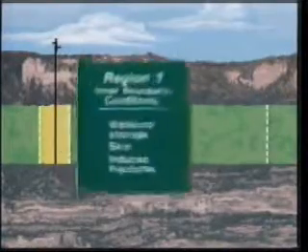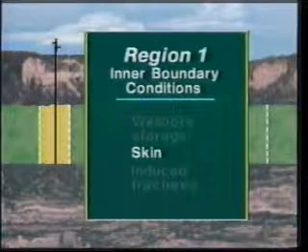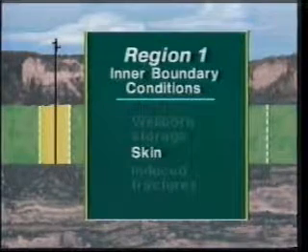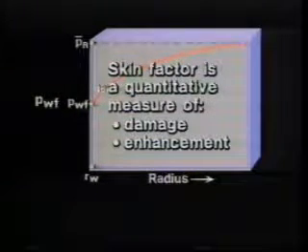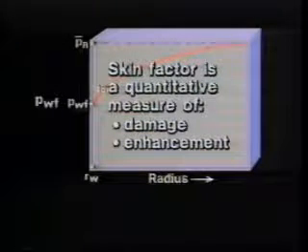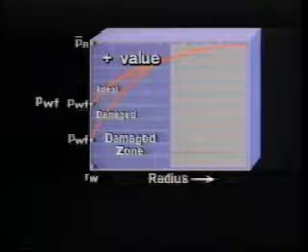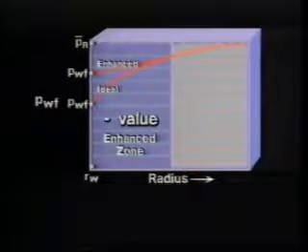The second inner boundary condition is skin. We also discuss this effect in PE 402 and PE 403. The skin factor is a quantitative measure of the damage or enhancement to the formation that exists in the immediate vicinity of the wellbore. A positive value for the skin factor indicates damage. A negative value, enhancement.